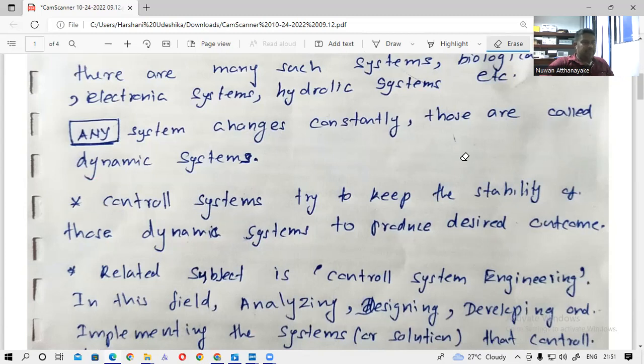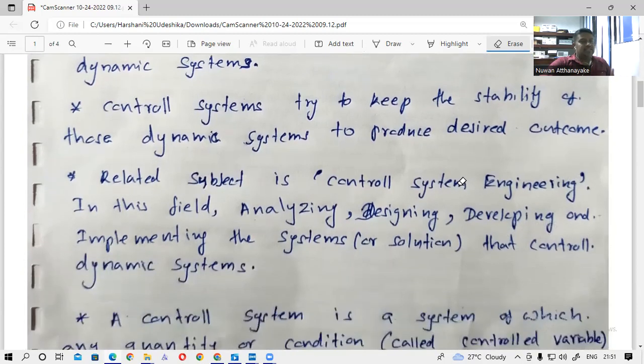Then we have to implement that solution to keep the stability. And maybe we have to optimize that solution. For example, if we have a solution and we implement it, sometimes it is not working very well, then we have to optimize it. So likewise, there are many things to do related to system stability.